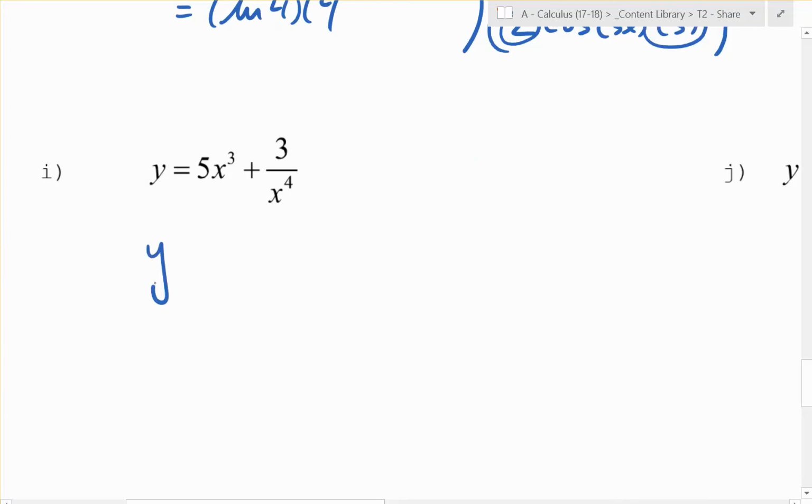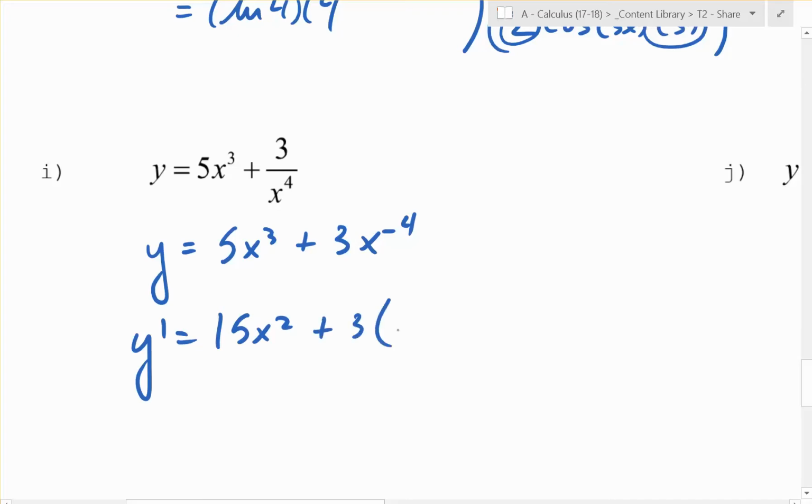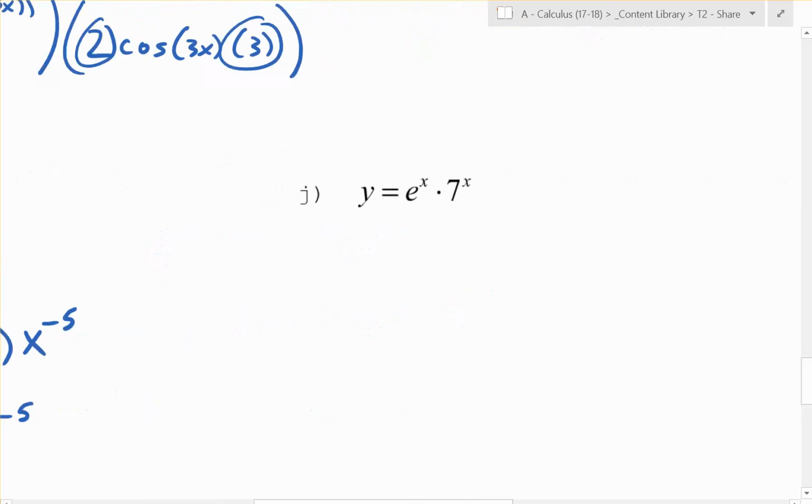Here the best thing you can do is rewrite it in negative exponent form first. So this is 3 times x to the negative 4. Excuse me, haven't done the derivative yet. Now when we do the derivative, you end up with 15x squared because we dropped the 3 to the front, plus 3 times, well, the negative 4 drops down, x, subtract 1, you get to negative 5. So you could simplify this a little bit if you wanted to, be negative 12x to negative 5. And you can stop right there, that's fine.